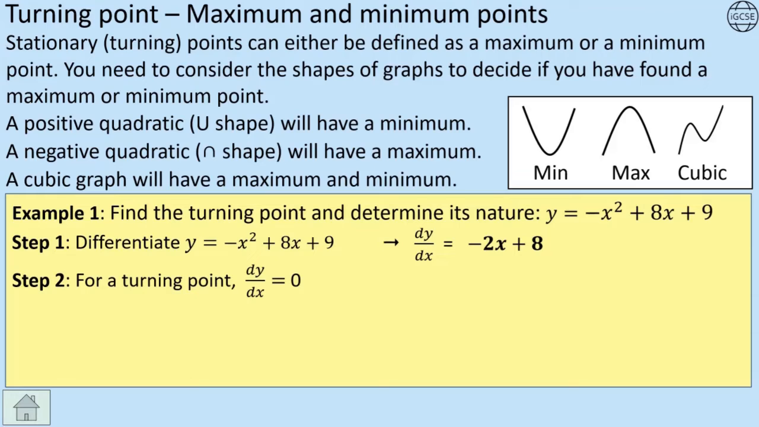So for turning points, like I said earlier, dy by dx equals 0. So we'll just make minus 2x plus 8 equal to 0. Rearrange that, so move the 8 across to make it minus 8, and then divide both sides by minus 2, and we've got x equals 4 again. Okay, so with this one, like we did previously, we need to substitute the value of x equals 4 into the original equation to determine the value for y.